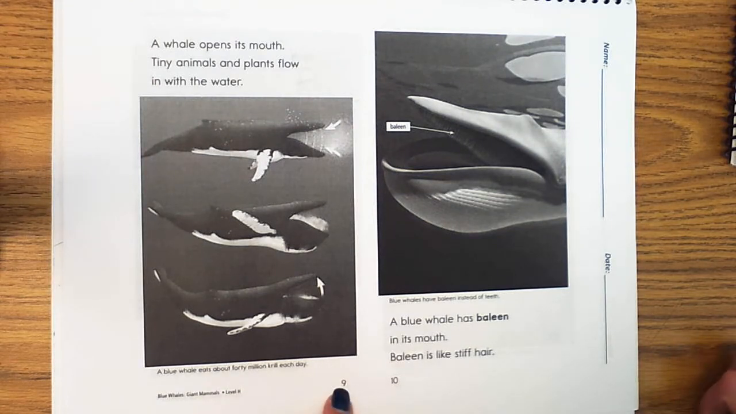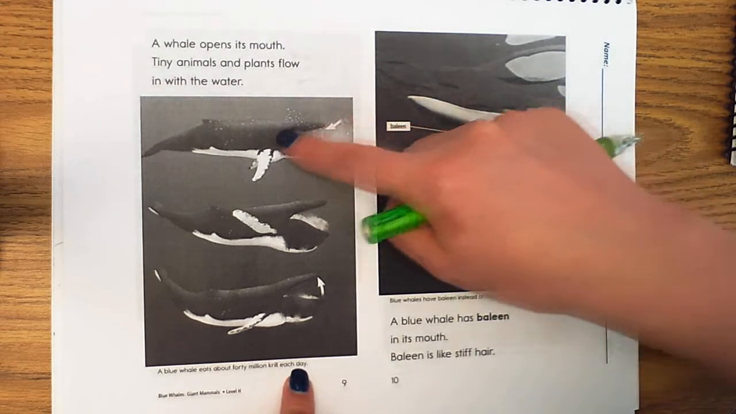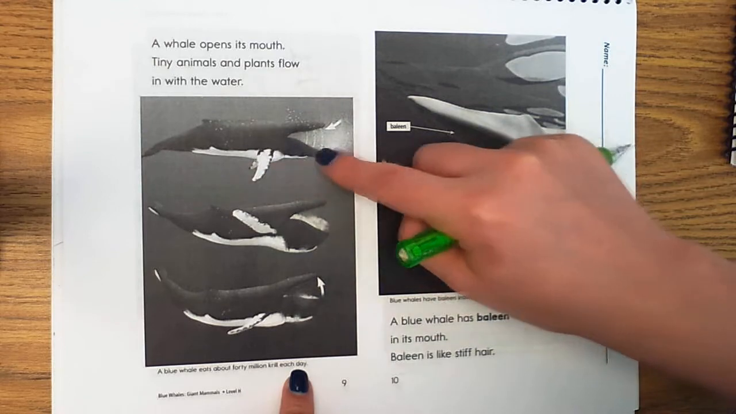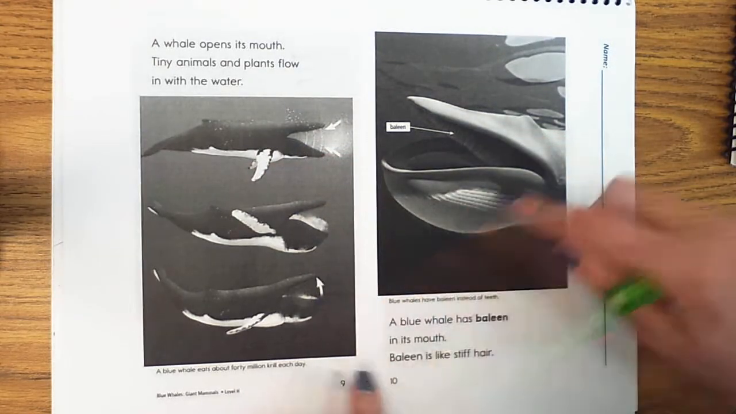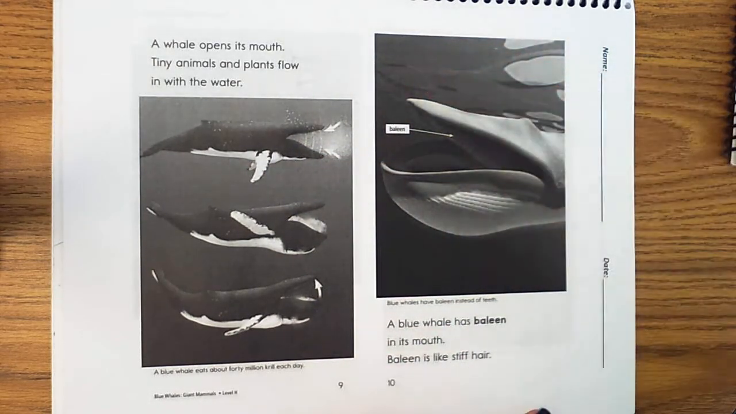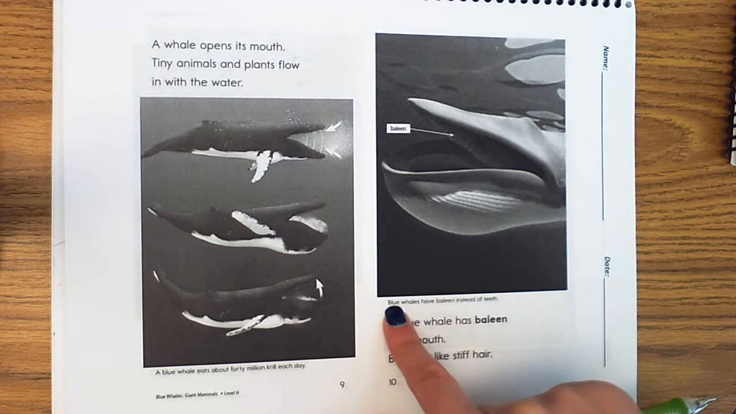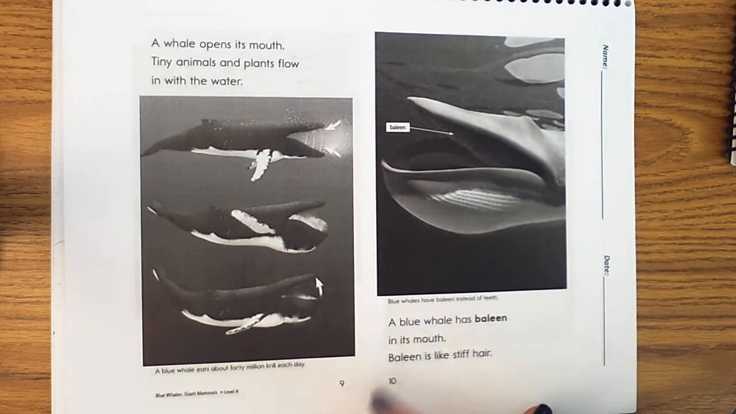For example, if we were to read the caption on page 9, the words or phrases below this picture, it says a blue whale eats about 40 million krill each day. Look at these krill, those little itty bitty tiny fish that are going to go inside of the whale's mouth. Okay? We're going to focus on page 10. And we have another caption on page 10, these words that are below the photograph or the picture that tell more about that photograph or picture.